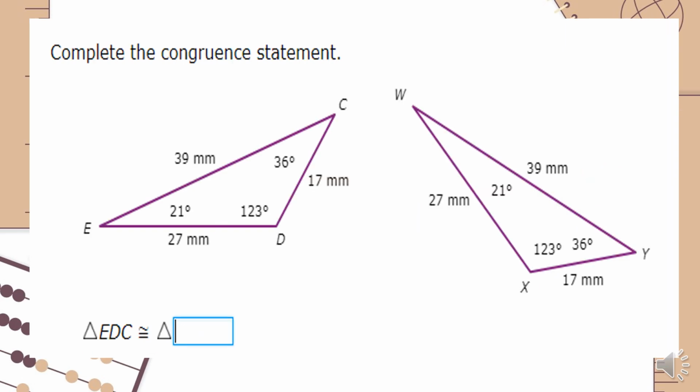Now for the next one, triangle EDC is congruent to triangle, and we have to fill it in. Start again from E. We have E of 21 degrees. So we will find the angle on the right side that is 21 degrees. That is angle W. We will start from W. E, D is 123 degrees. Here W, X is 123 degrees. And then C is 36 degrees. So EDC will be congruent to triangle WXY. Yes, the answer is correct.